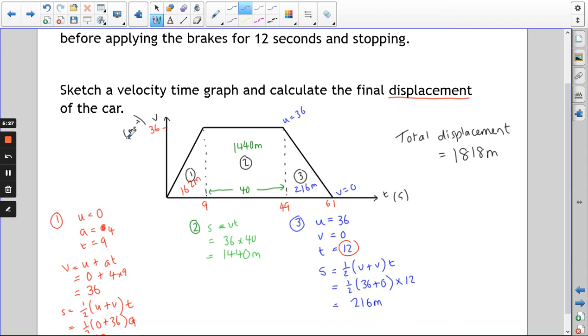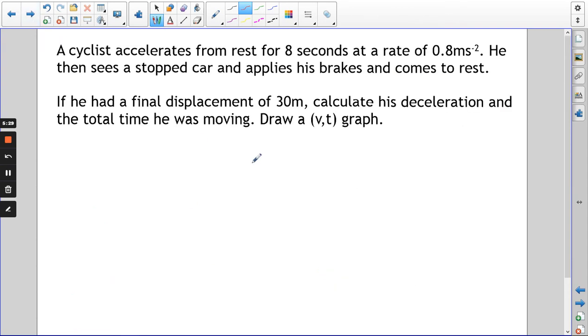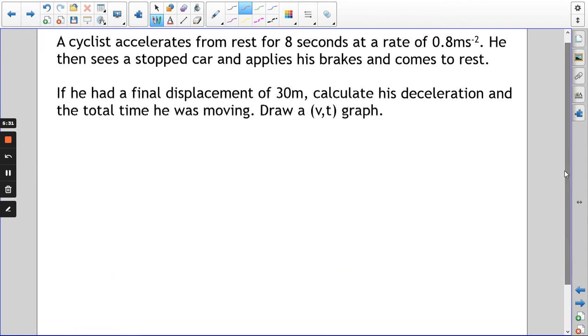Okay. Right, question 2. A cyclist accelerates from rest for 8 seconds at a rate of 0.8 metres per second squared. He then sees a stopped car and applies his brakes and comes to rest. If he had a final displacement of 30 metres, calculate his deceleration and the total time he was moving. Draw a velocity time graph.